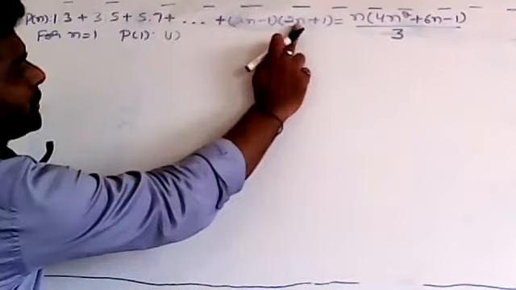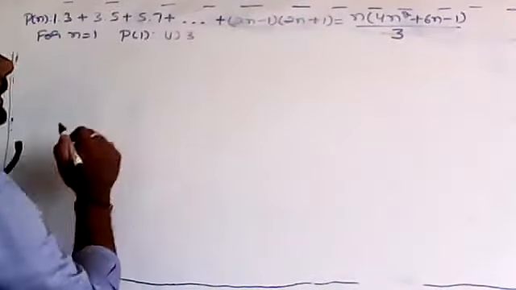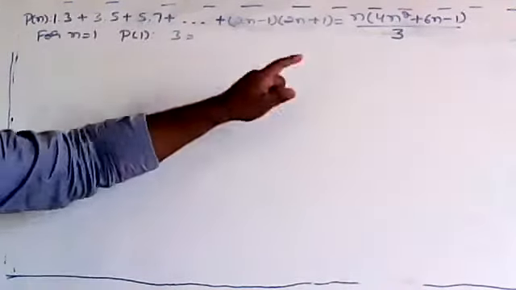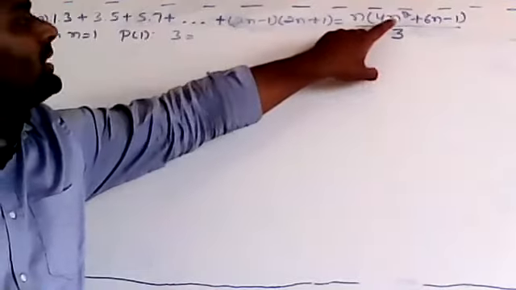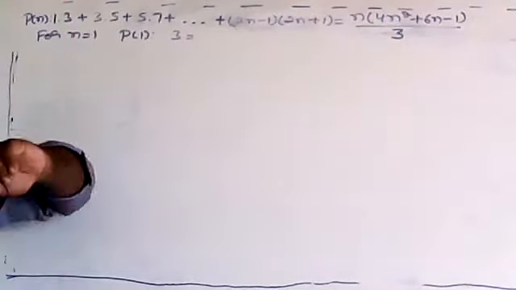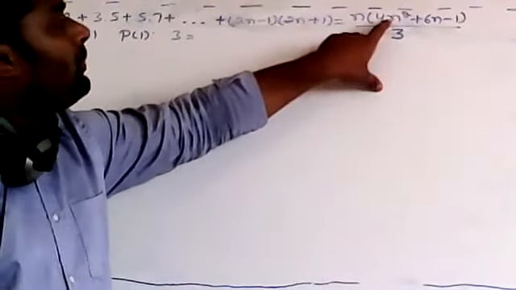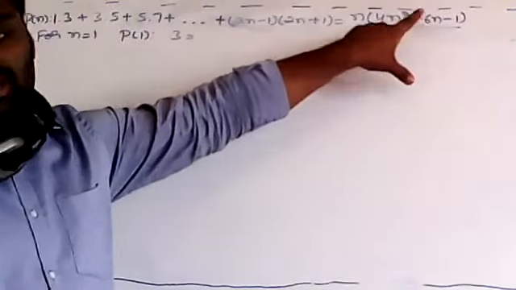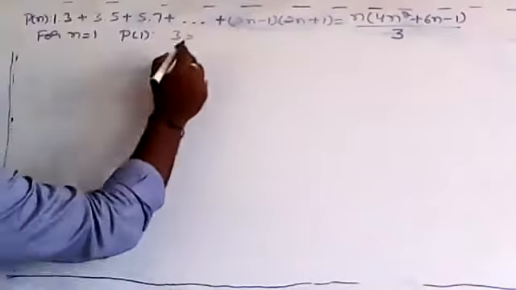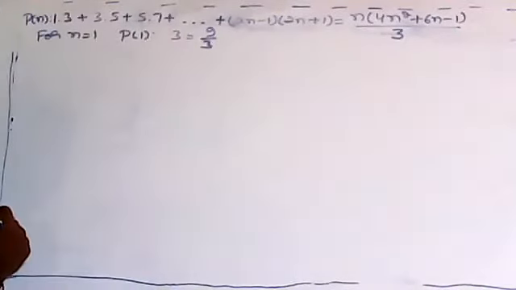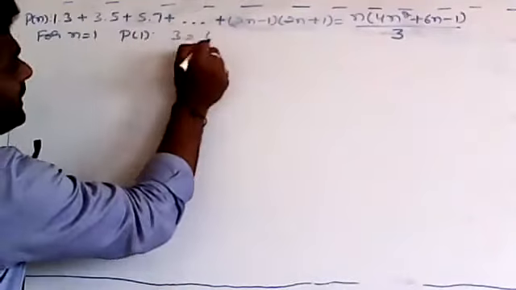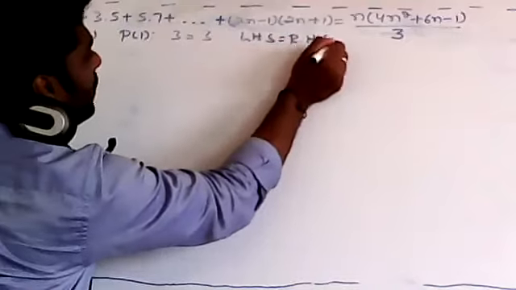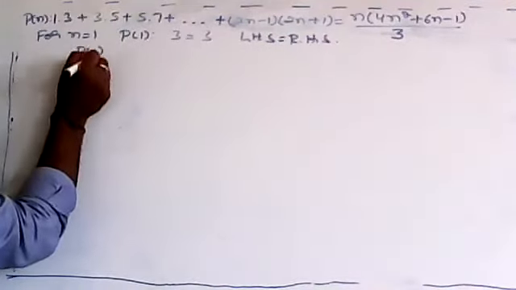Similarly, 2 into 1 is 2, 2 plus 1 is 3. 1 into 3 we get, that is nothing but 3. Now substitute in the right-hand side equation. Here 1, and 4 into 1 square is 4 only. So 4 plus 6 is 10, 10 minus 1 is 9, and 9 by 3 is 3. So the LHS is equal to the RHS. So we can write P of 1 is true.